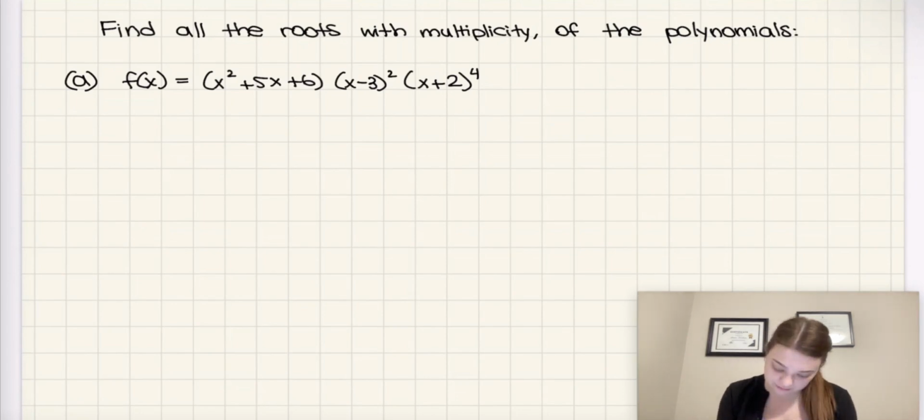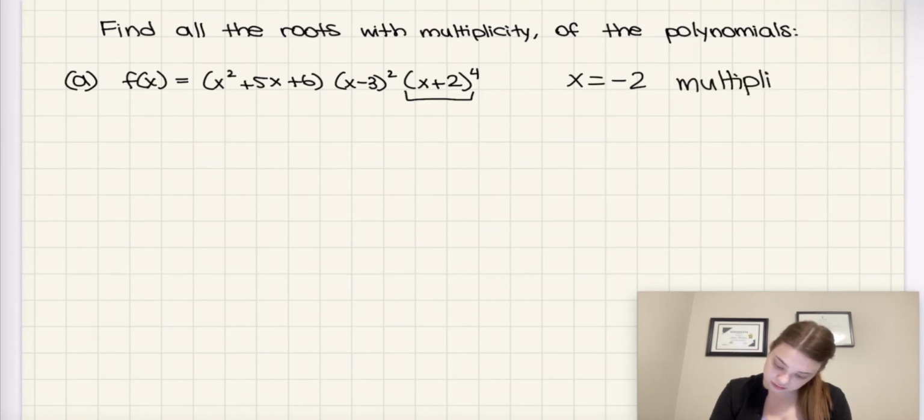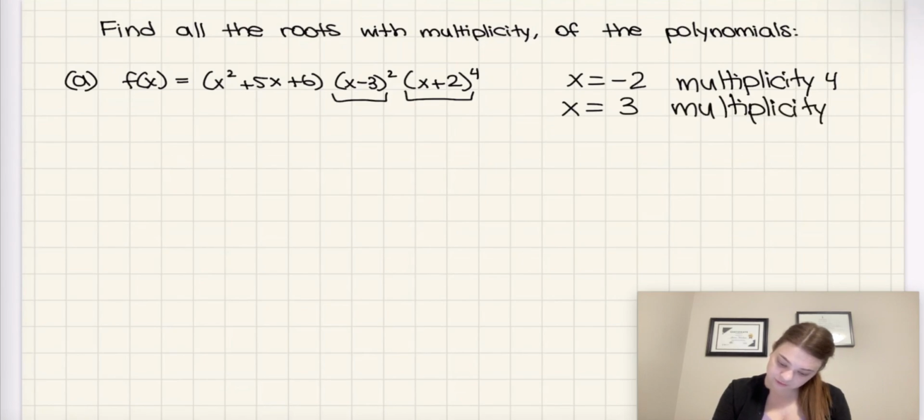We can already tell from this factor here, the x plus 2 to the power 4, that we have a root of x equals negative 2 with multiplicity of 4. And then from this factor here, we can tell that we have a root of x equals 3 with multiplicity of 2. Now, what about this factor here?